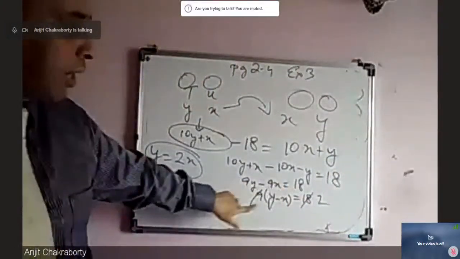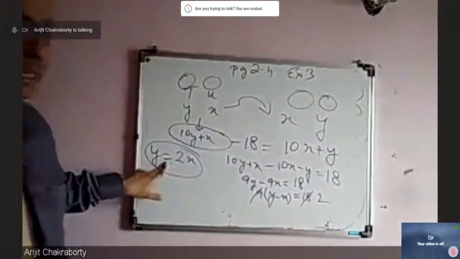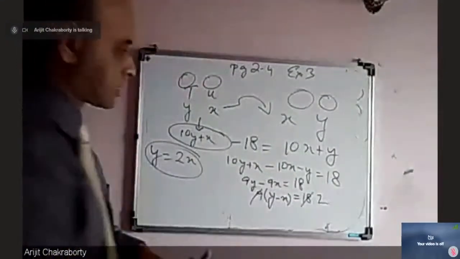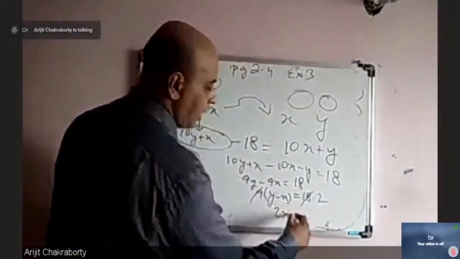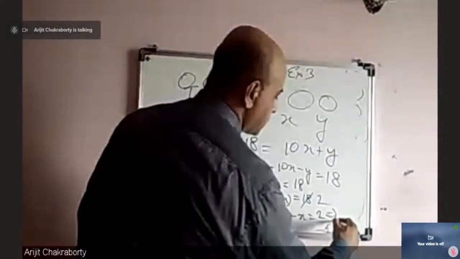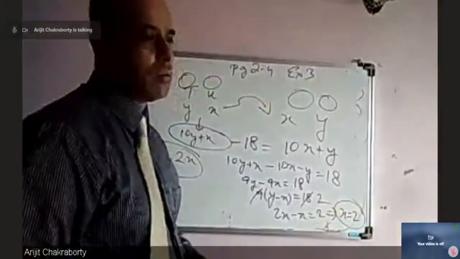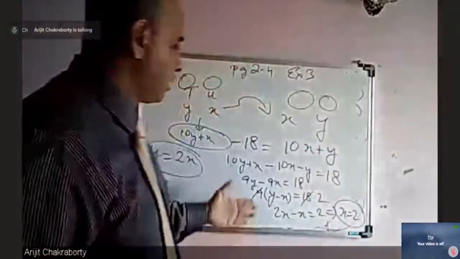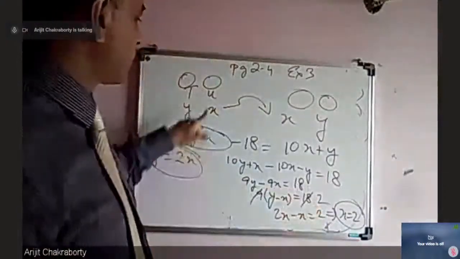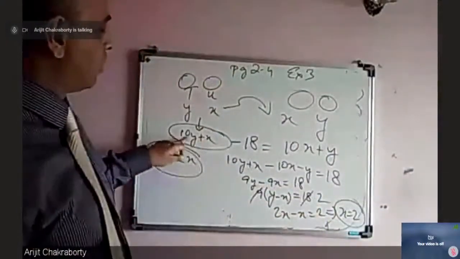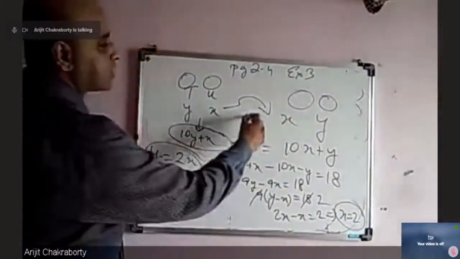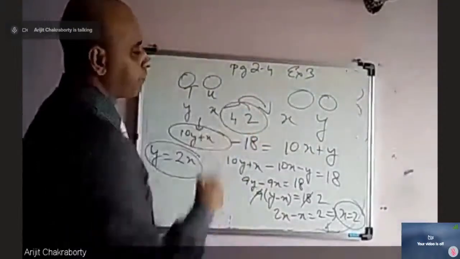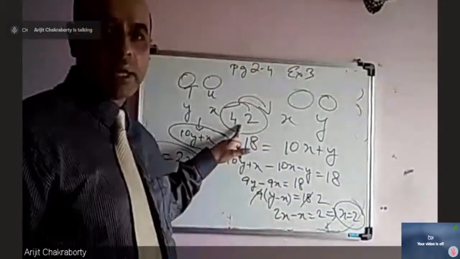So you have y minus x is 2. But we know y equals 2x. It's already given. So in place of y, we write 2x. So you have 2x minus x is 2. That means x is equal to 2. So we get x is equal to 2. If x is 2, the original number we had was 10y plus x. We know y is 2 times x, so y will be 4. So the number is 42.